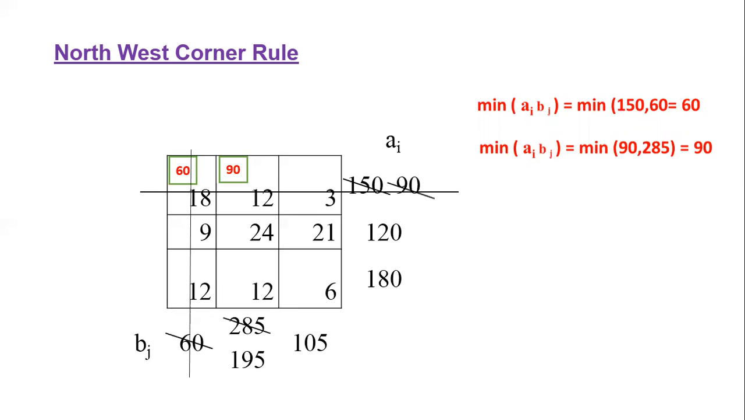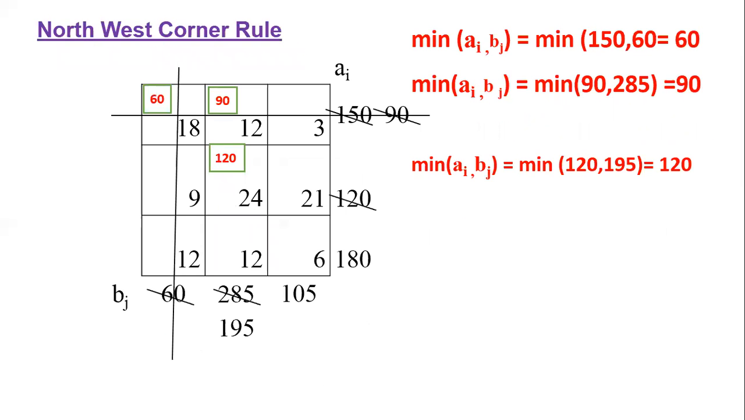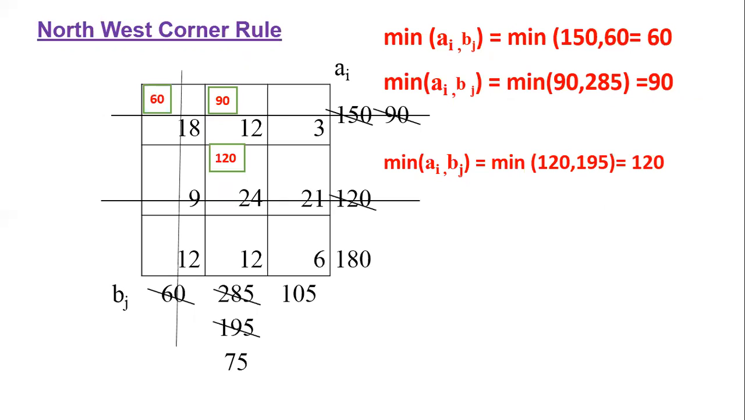Again, you have to choose the next northwest corner, which is 24. So 24 is the northwest corner. Then choose again the minimum of Ai, Bj: 120, comma 195. The minimum value is 120. So you have to allocate 120. Next 120 minus 120 is 0, because 120 is allocated. Next 195 minus 120 is 75. So the 120 supply has a nil balance, because 120 minus 120 is 0. You have to strike out that supply.